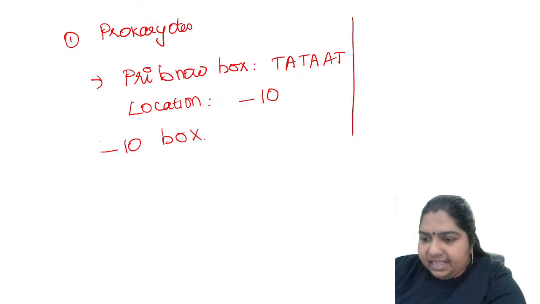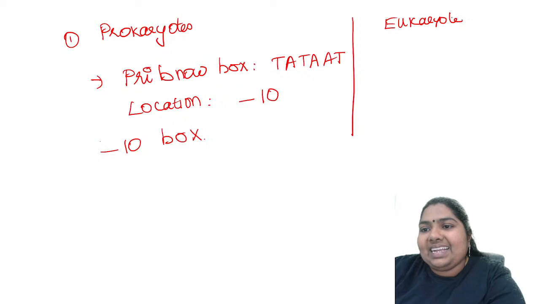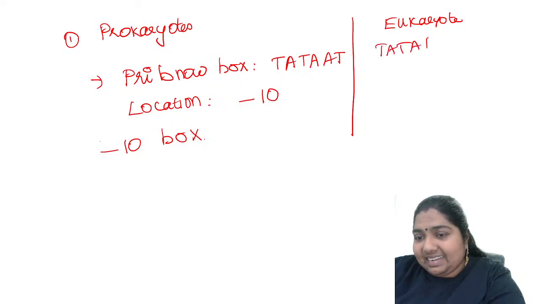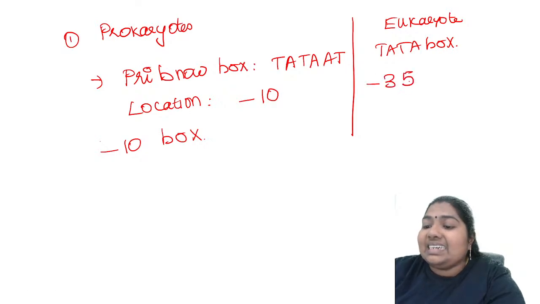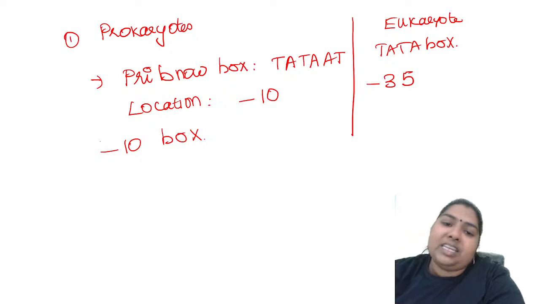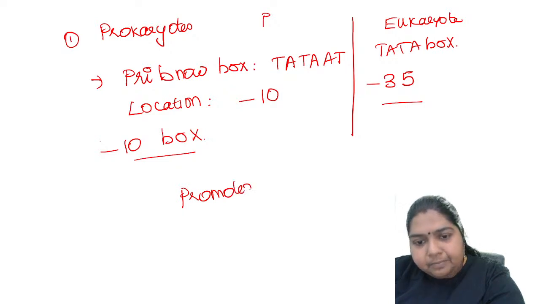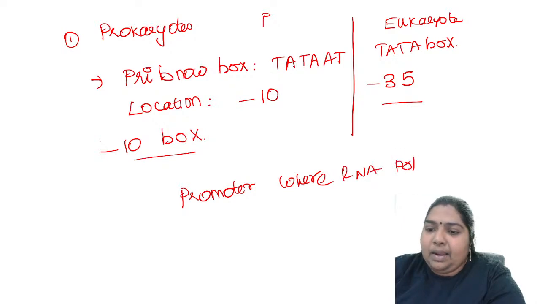The same thing if it is going to occur in the eukaryote, it is usually called the TATA box. Okay, and this is going to occur at -35. -35 means it is going to be upstream. Okay, so -35 is going to be upstream, right? So this is what you have to remember. This is the location of your promoter. So this promoter is going to be the region where your RNA polymerase can bind.